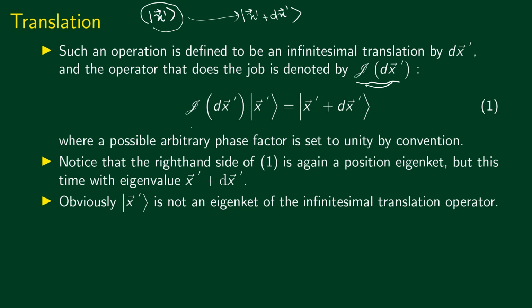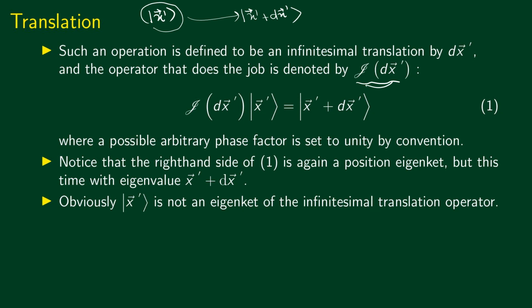It's defined like this: J of dx vector prime, the operator acting on ket x vector prime, gives you ket x vector prime plus dx vector prime. Right, so this is the operator. This is defined as the operator that takes your state from ket x vector prime to ket x vector prime plus dx vector prime. Right. Now, when we define like this, there is still a phase factor to be fixed. We'll fix this to unity by convention. We'll fix this phase factor to unity by convention.